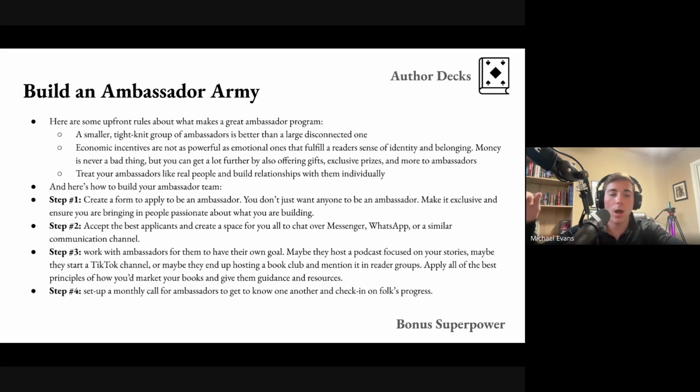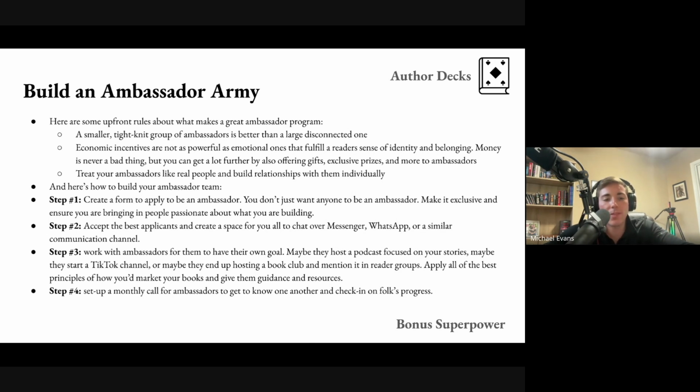what you're doing, because you don't just want people who are trying to get a free book or make a quick buck. That's not what this is about. That's not even a good use of time. That's just a bad idea if someone's coming into it with that. So number 2 is that you want to accept the best applicants, right? The ones that you feel will be best in your space, and create a space for you all to chat. Again, if someone doesn't want to join the chat, that's okay, but it can be over WhatsApp, Messenger, just text where people can keep up with each other.